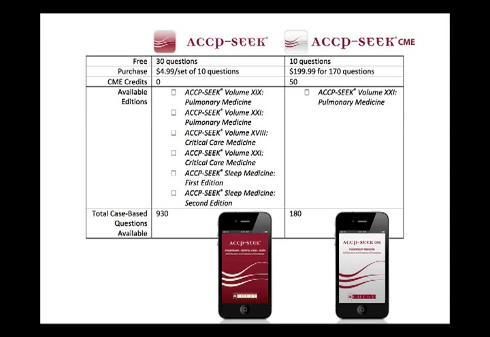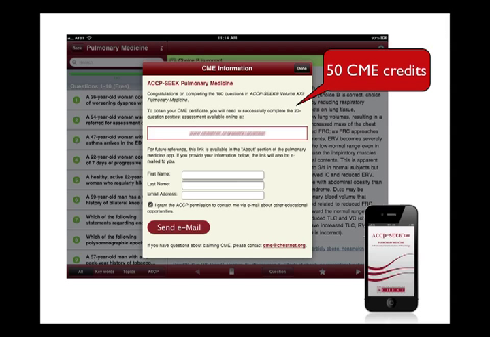different devices. The ACCP-SEEK Red app contains the latest 2 editions of Pulmonary, Critical Care, and Sleep Medicine for a total of 930 case-based questions, which are available through in-app purchase in sets of 10 questions for $4.99, so you can pay as you go. The SEEK-CME Silver app is $199.99 for 170 questions and 50 CME credits. Upon answering all the questions in the SEEK-CME app, you'll be able to redeem your CME credits at the web link shown in the app.